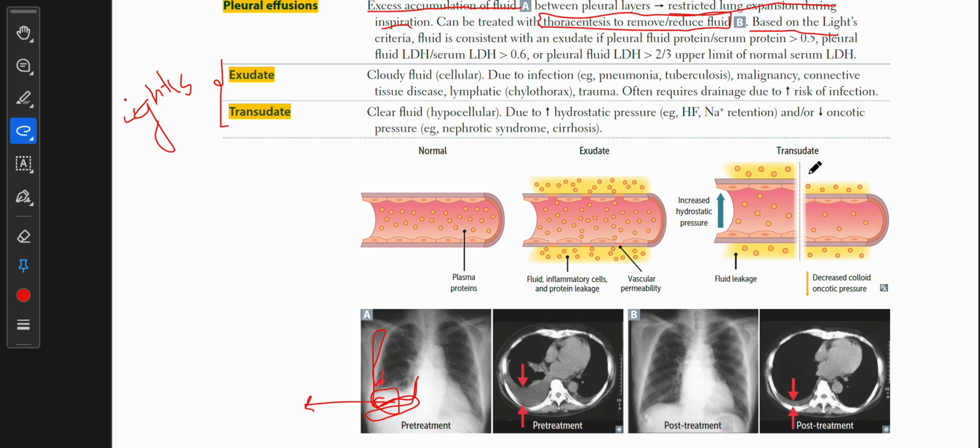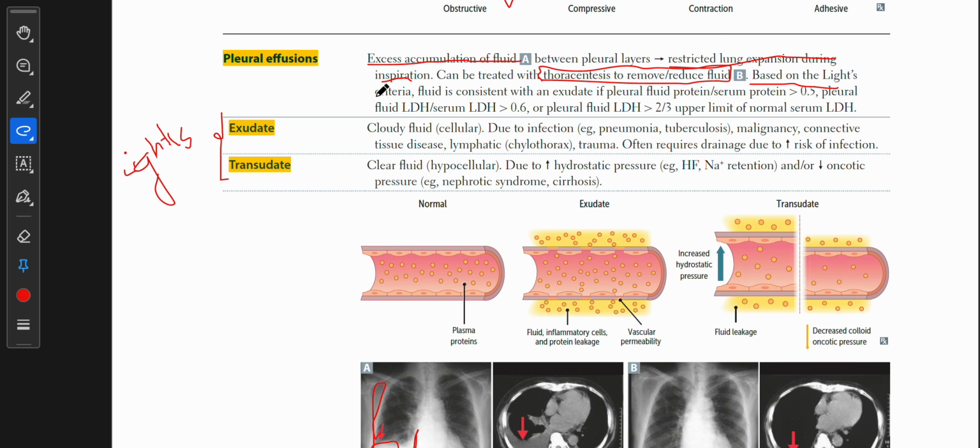Based on Light's criteria, fluid is consistent with an exudate if there is very specific criteria. If pleural fluid protein to serum protein ratio is greater than 0.5, and if pleural fluid LDH to serum LDH is greater than 0.6, or if pleural fluid LDH is greater than 2 to 3 times the upper limit of normal serum LDH, then the fluid is exudate. Otherwise, the fluid is transudate. That is actually the diagnostic feature in here.